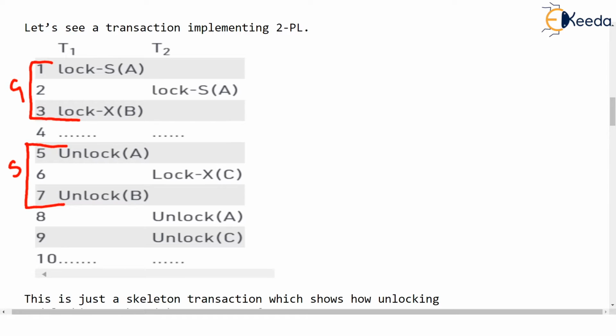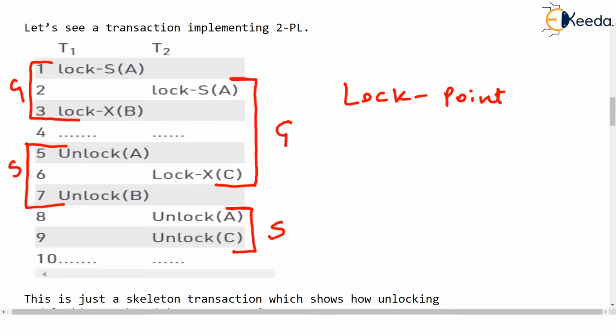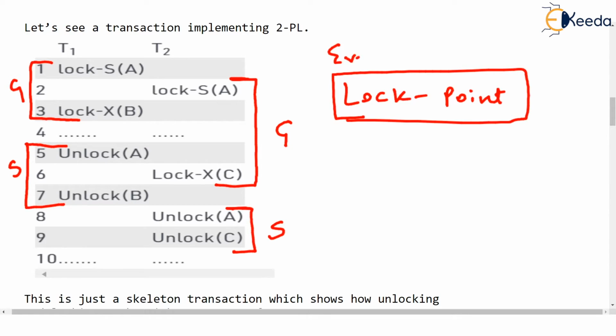What is the growing phase of T2? When it starts acquiring locks till the last lock it needed. This is the growing phase. And once it starts unlocking, this is the shrinking phase. We have got a very interesting term called lock point. Whenever you talk about two-phase locking protocol, then every transaction has a lock point. Every transaction has a lock point.